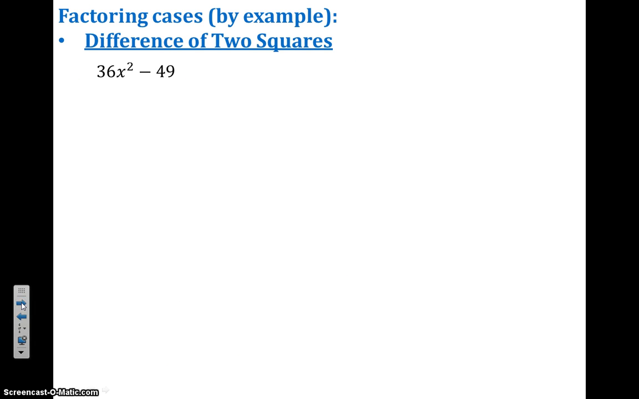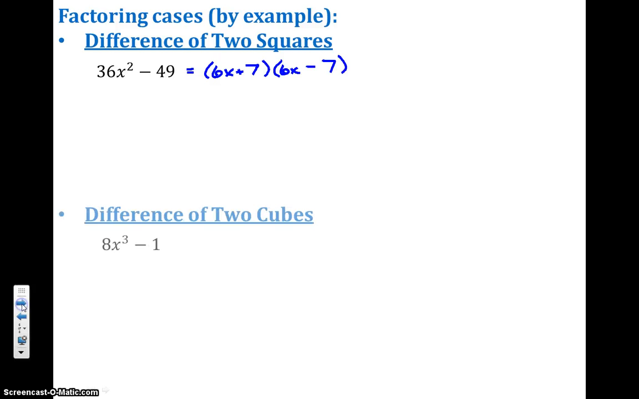All right, difference of two squares, this is just a pattern you should hopefully be able to quickly recognize. We're going to take the square root of each of those, so 6x is the square root of 36x squared. 7 is the square root of 49. Following our rule, 1 will be plus, and 1 will have a minus sign. So 6x plus 7 times 6x minus 7.